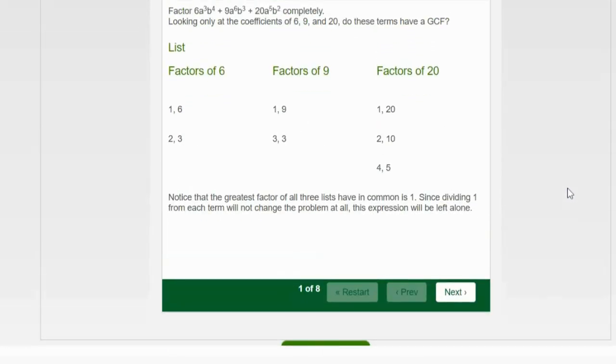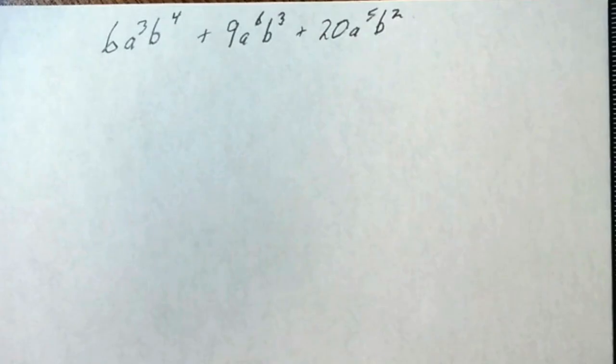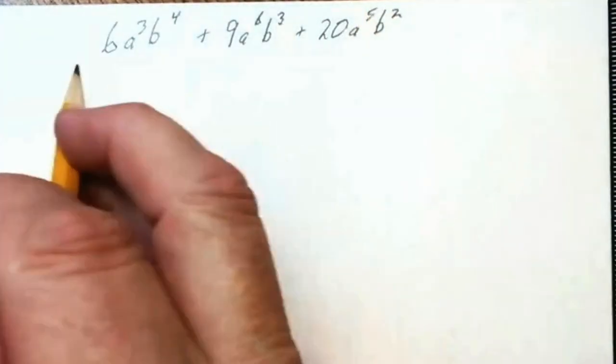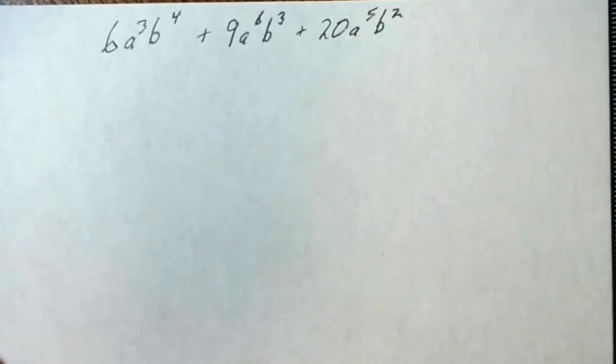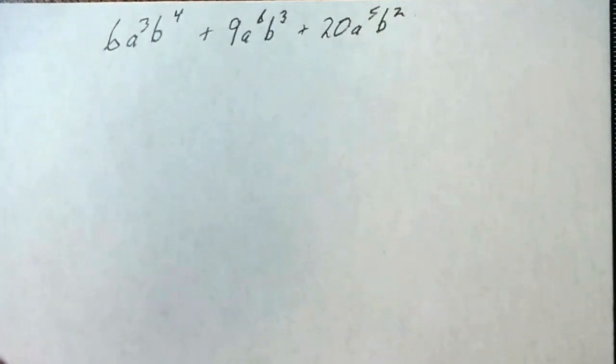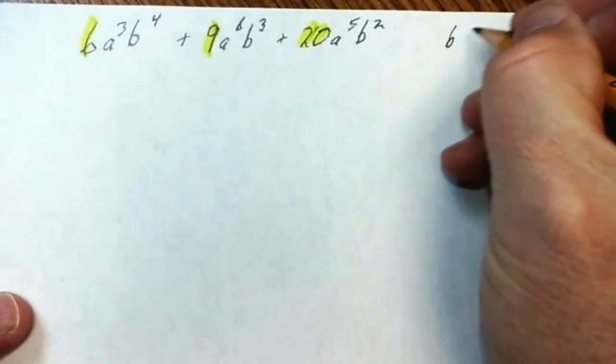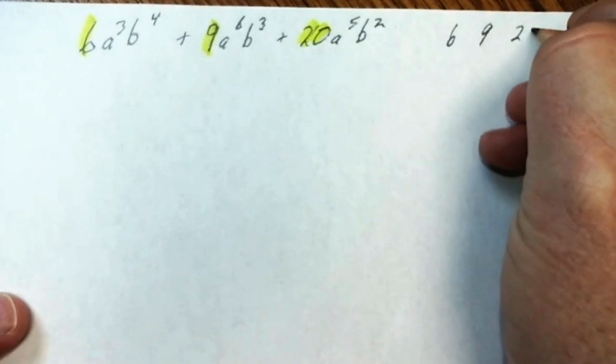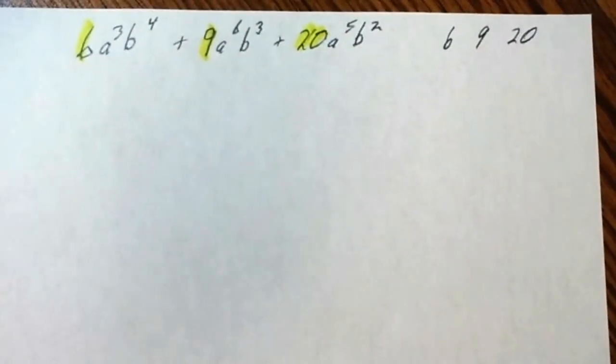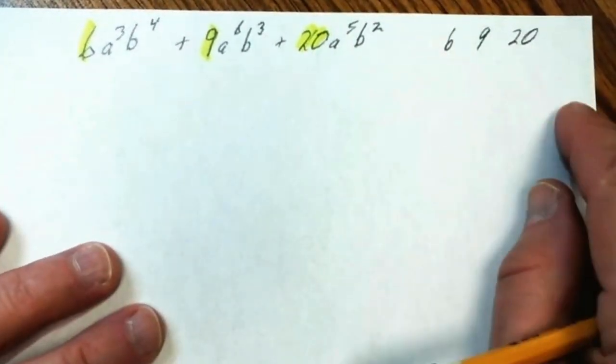Okay, let's see example 2. I think we're going to do this on paper just to make it a little easier to understand than going through their 8 slides. Okay, so factoring this out, the greatest common factor, we kind of look at it separately. First, we just look at the numbers, right? So we have the numbers 6, 9, and 20, and we try to figure out, is there any number that all 3 of these have in common?